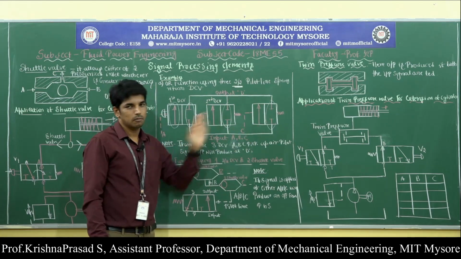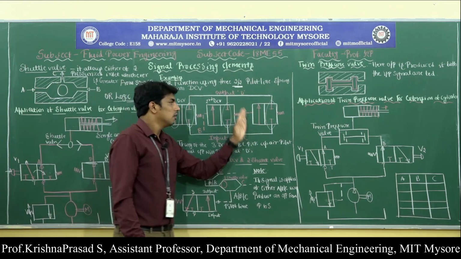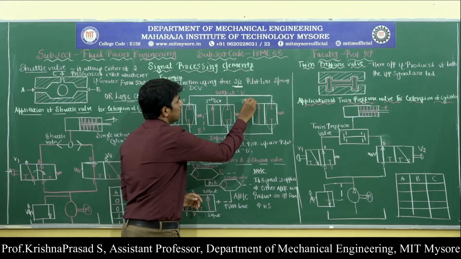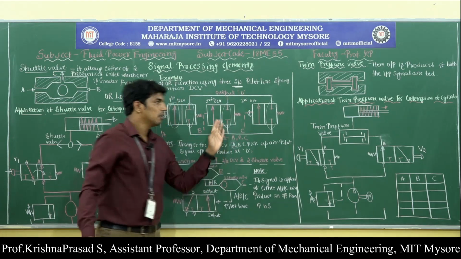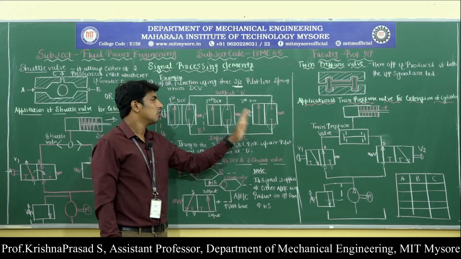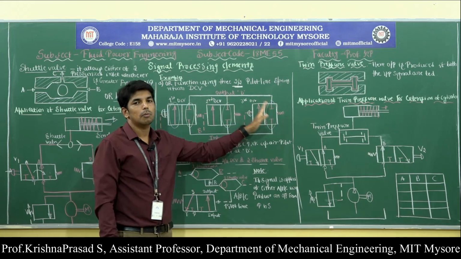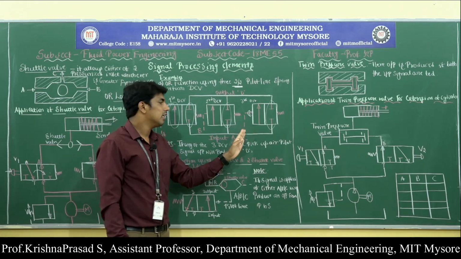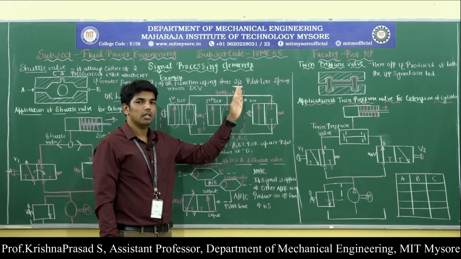Similarly, if the push button is pressed for the third direction control valve also, then this pilot line actuates the direction control valve from the normally closed position to the normally open position. Then also compressed air will flow from inlet port C to the outlet port D.